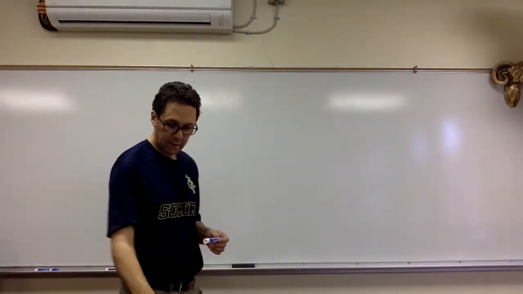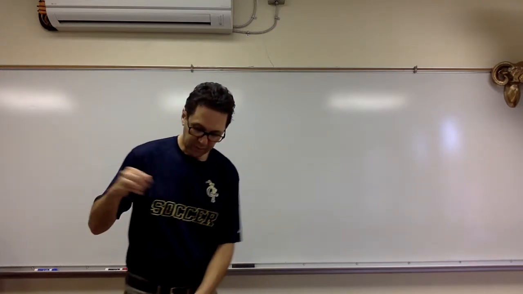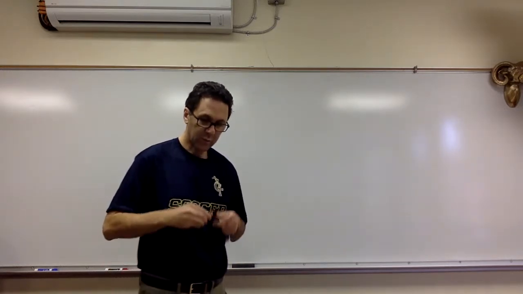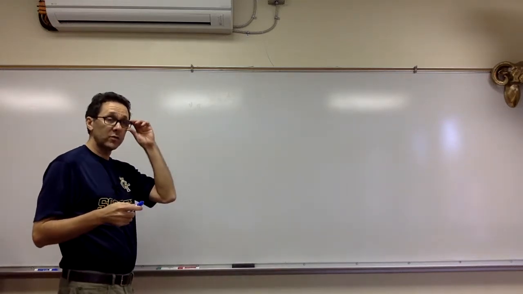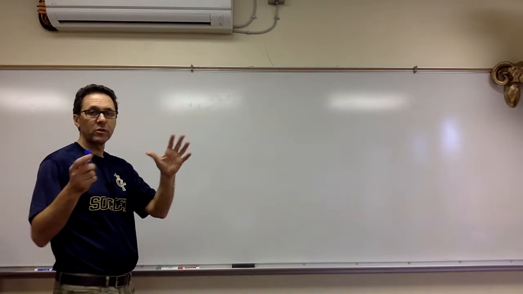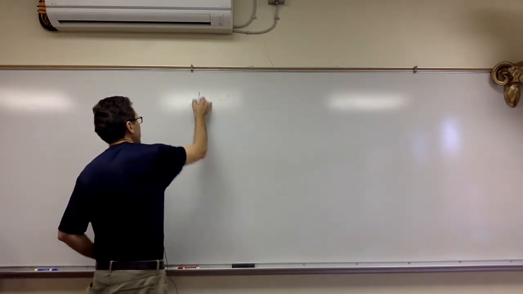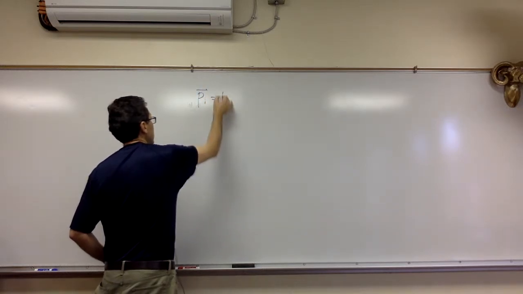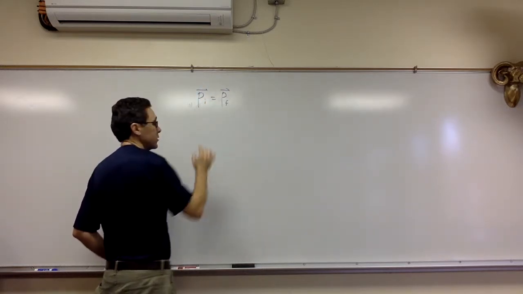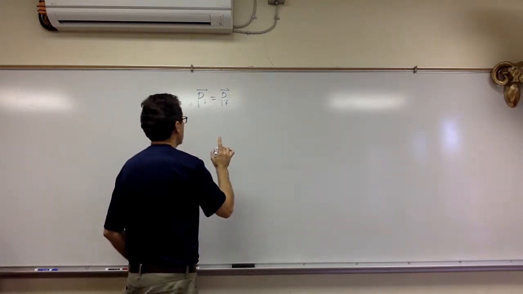I'm going to talk a little bit about momentum in two dimensions. And it's not very different than momentum in one dimension. So in 1D, we say that momentum is conserved as long as there is no external impulse on it. And that's true for 2D also. So we say that initial momentum as a vector equals the final momentum as a vector as long as there is no external impulse. Okay, that's important.